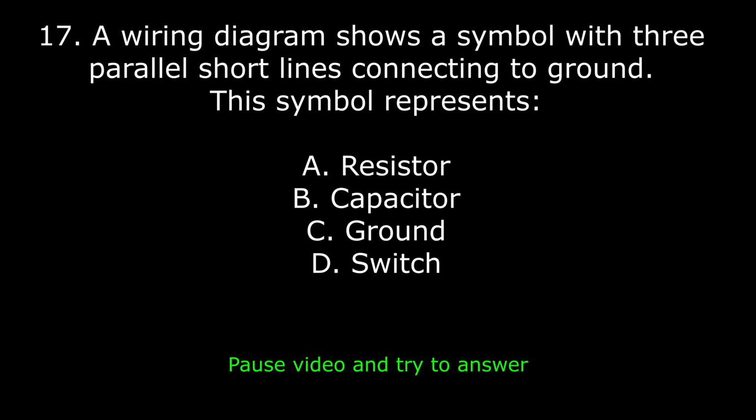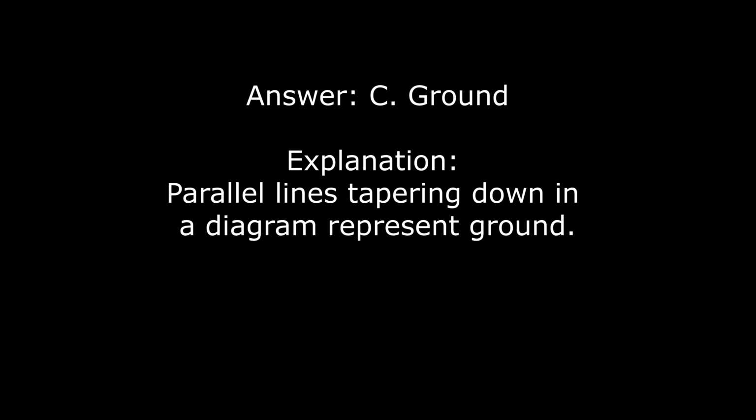17. A wiring diagram shows a symbol with 3 parallel short lines connecting to ground. This symbol represents A. Resistor. B. Capacitor. C. Ground. D. Switch. Answer: C. Ground. Explanation: parallel lines tapering down in a diagram represent ground.